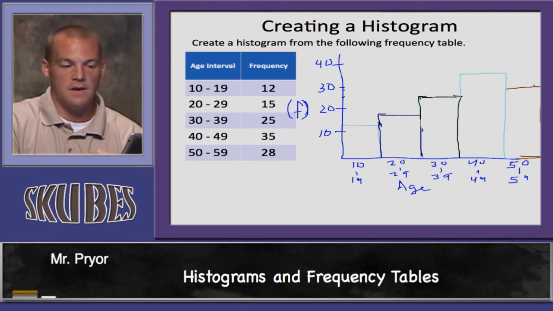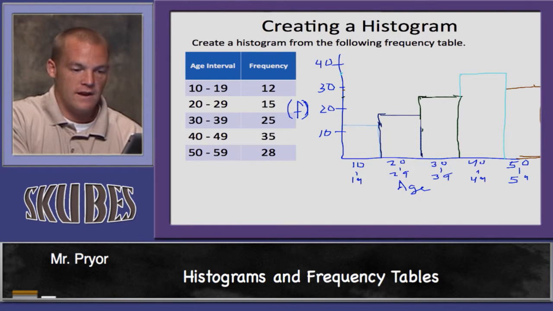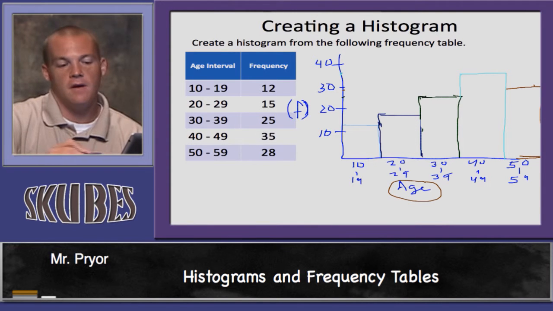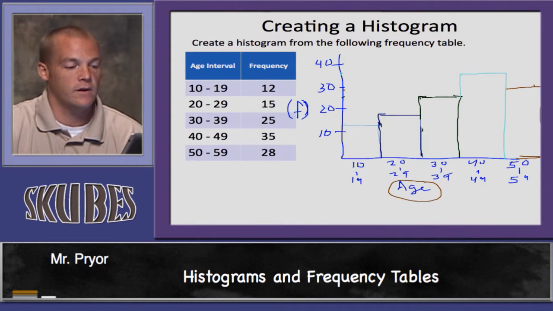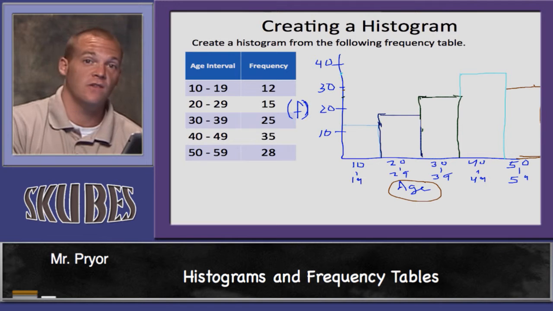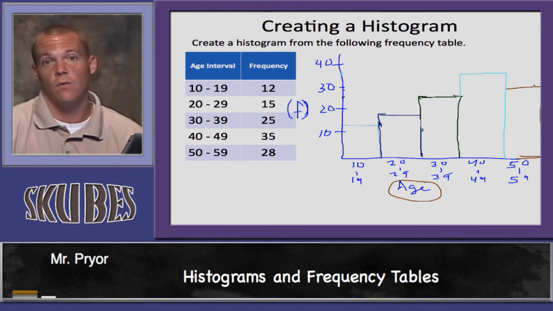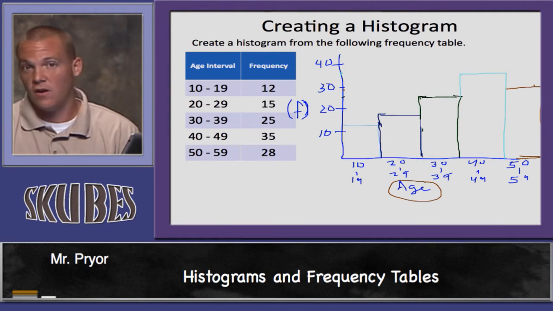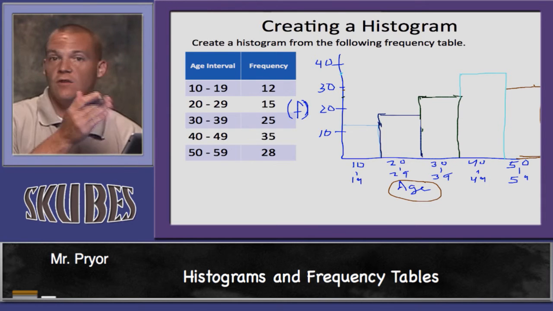And then also keeping in mind that your intervals always go on the bottom of your histogram, and the frequencies always go on the left side or the y-axis. So again, the intervals along the x-axis, the frequencies along the y.